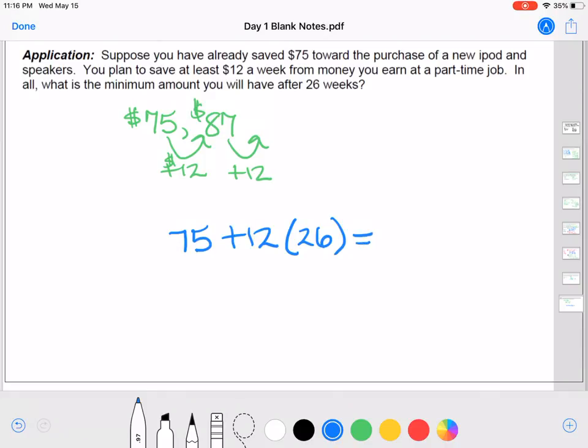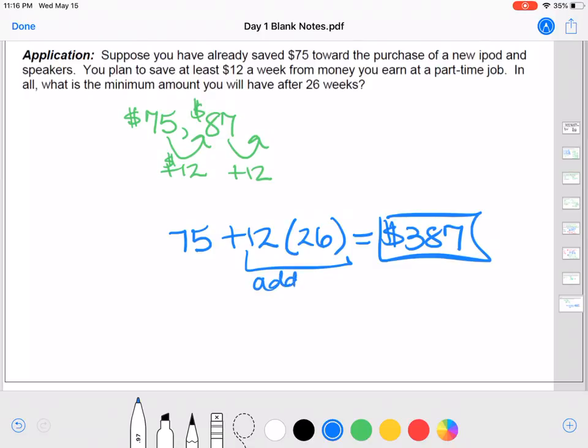So the final amount is going to be $387. So you're adding $12 26 times, once a week. That's one time per week.